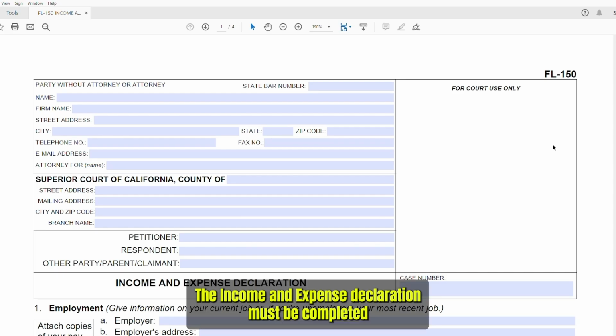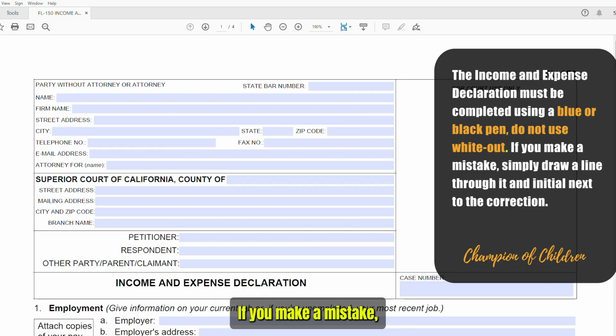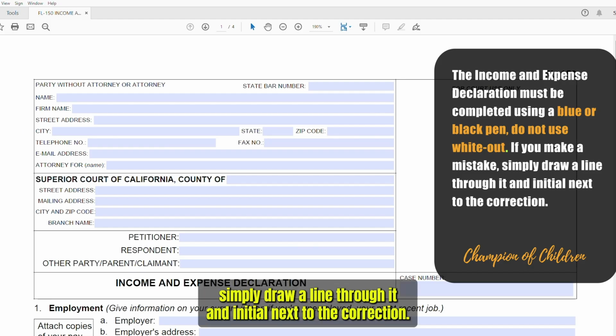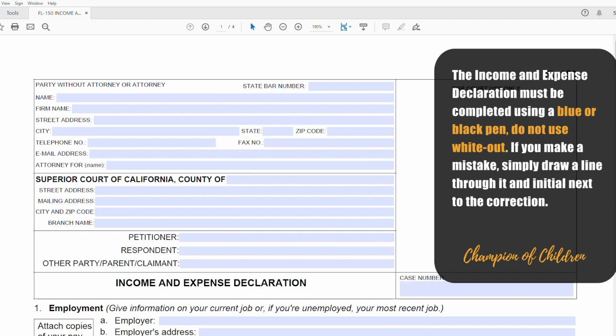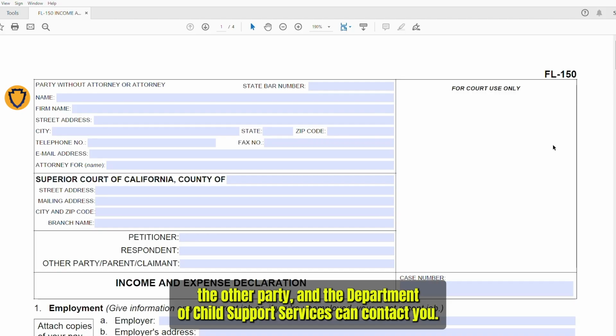The Income and Expense Declaration must be completed using blue or black pen. Do not use whiteout. If you make a mistake, simply draw a line through it and initial next to the correction. You'll enter your legal name, address, and phone number. This is how the court, the other party, and the Department of Child Support Services can contact you.